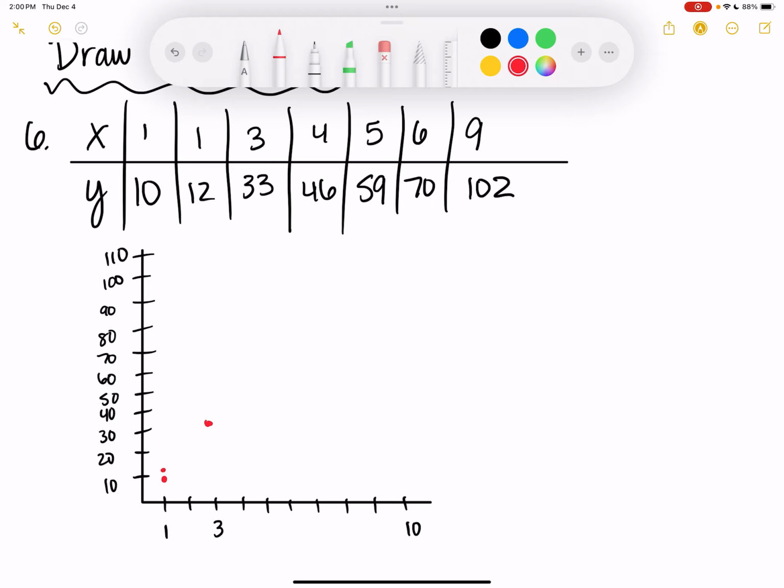4 and 46. So try to at least make it like halfway between the 40 and the 50 if you can. Doesn't have to be perfect. 5 and 59, so that's almost all the way up to 60.